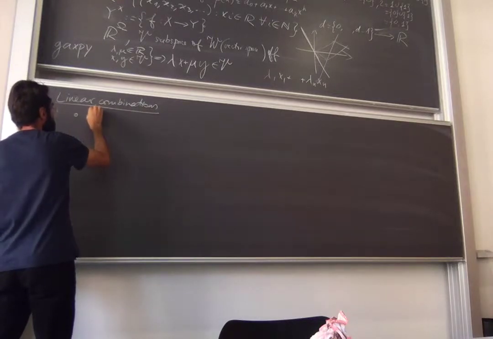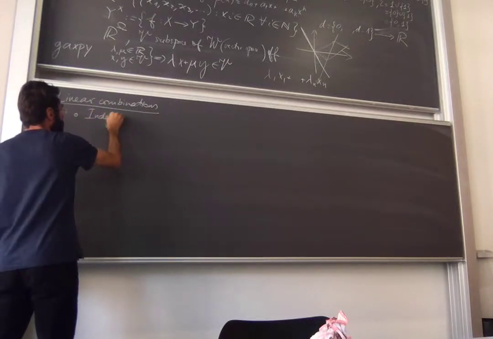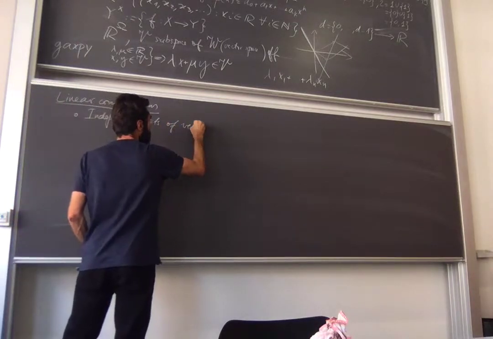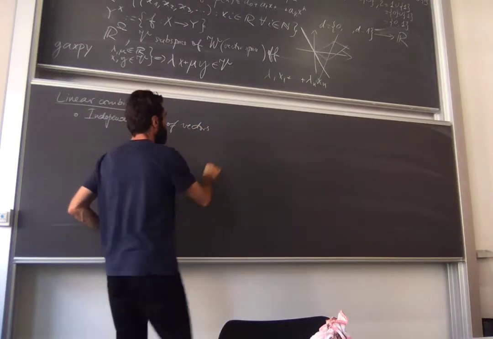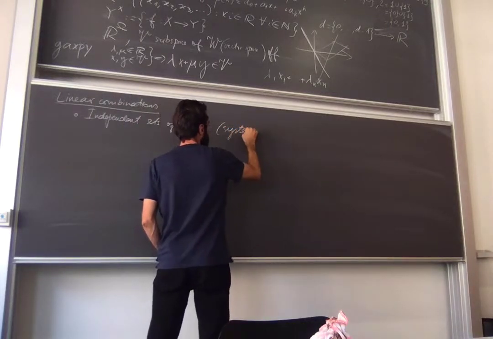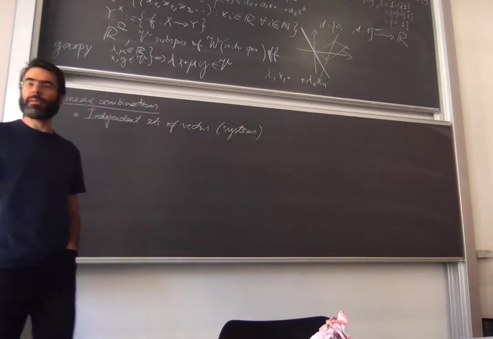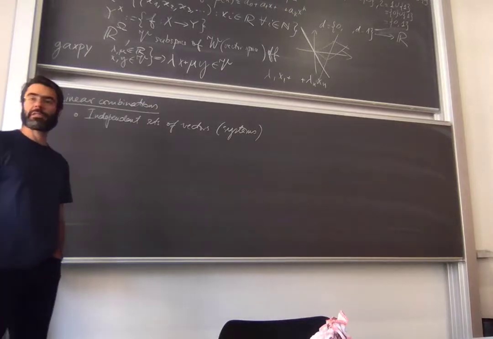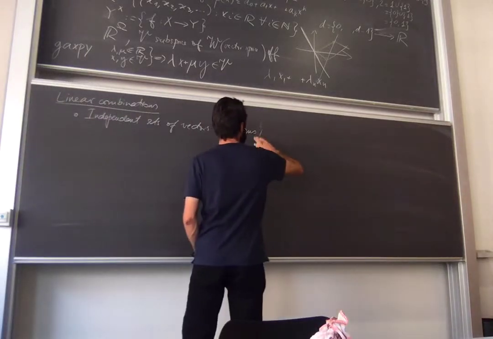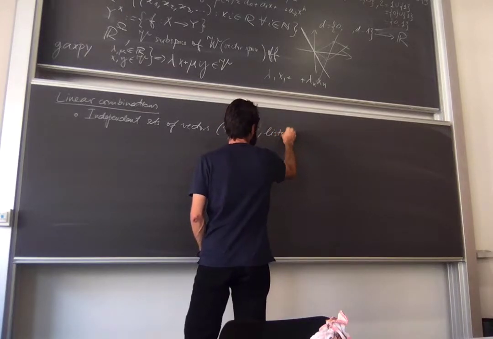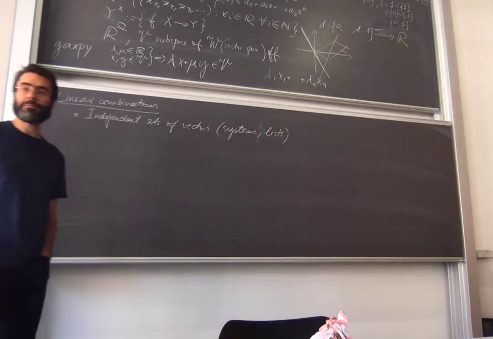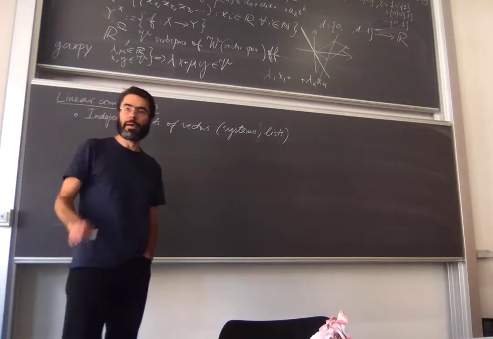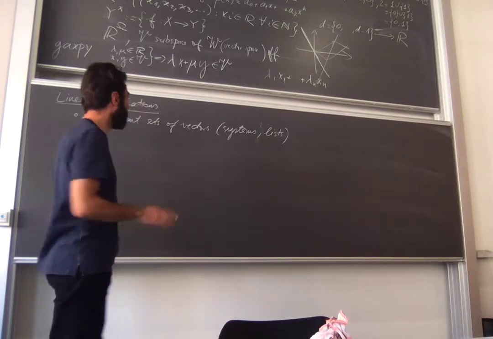Independence, independent sets of vectors. Sometimes they are also known as systems, because this terminology comes from many different traditions. Some people call them sets, some call them systems, some call them lists, etc. Because we're going to do finite dimensional vector spaces only, we look at finite lists, so finite sets.